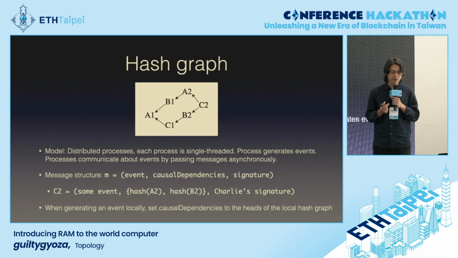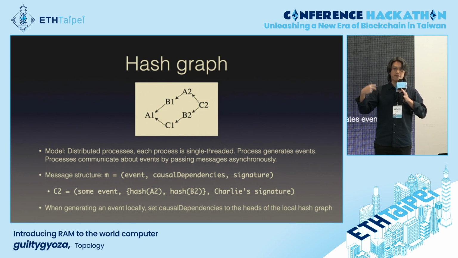So the fundamental building block here is a hash graph. For a hash graph, we have to talk about the basic system model assumption first. The basic model assumption is we have a distributed system of many, many processes, and every process is a single thread. And these processes will generate events.